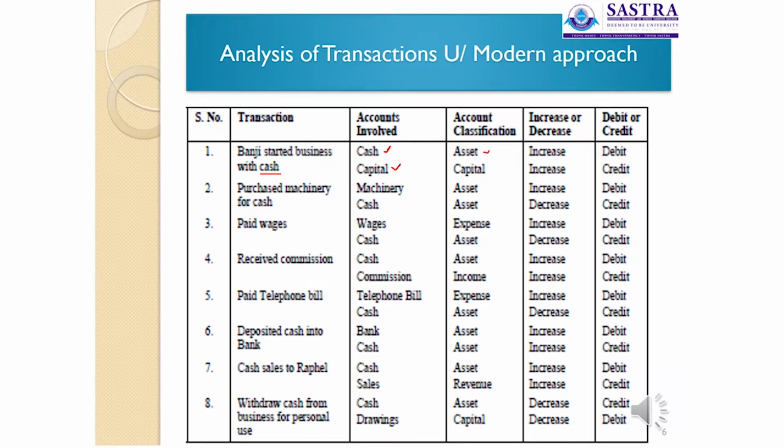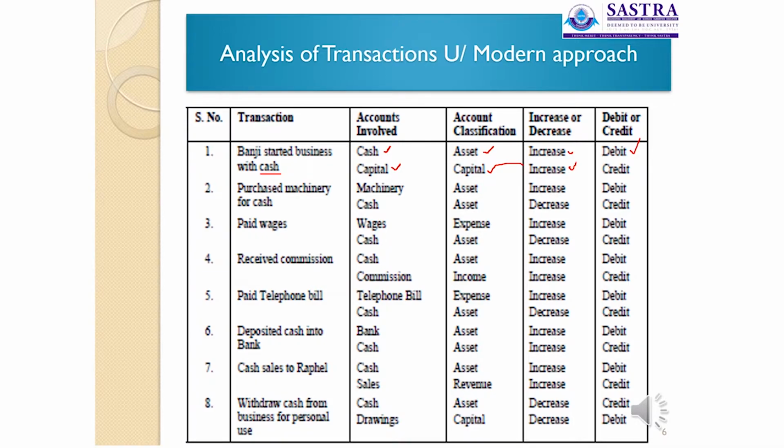If the Banji starts the business, cash introduced by the Banji, so automatically the assets will increase. Then capital is also increased. So if asset increase, it is to be debited. If capital increase, it is to be credited.